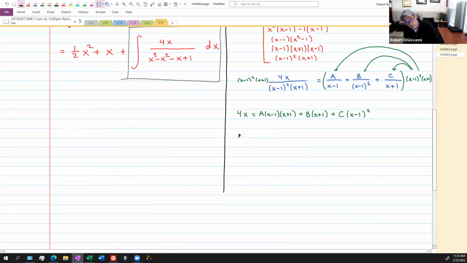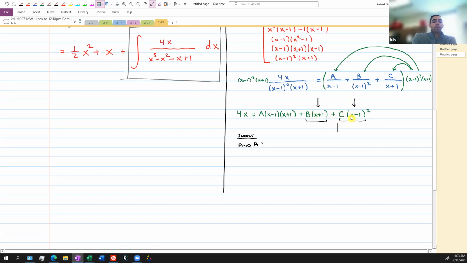The short way would be to see if there's a way that we can figure out what A, B, and C are. So let's try and find A. If we try and find A, what we'll need to do is try and kill these two off. When I say these two, I'm talking about the entire terms. Is there a value of x that you can plug in that will kill both of these off simultaneously? Negative 1. Negative 1 would kill this one off, right? It would kill this one off, but it wouldn't kill this one off, would it?